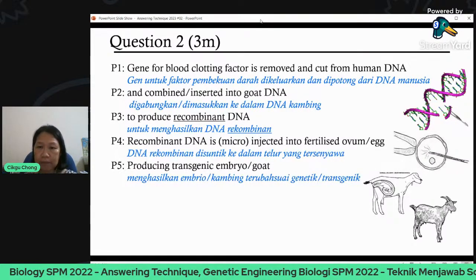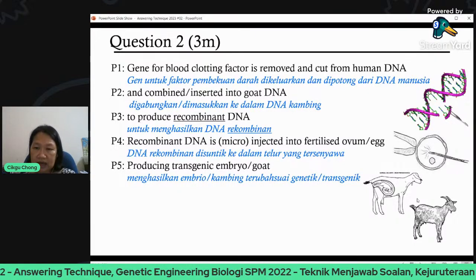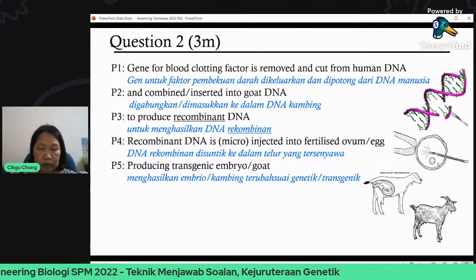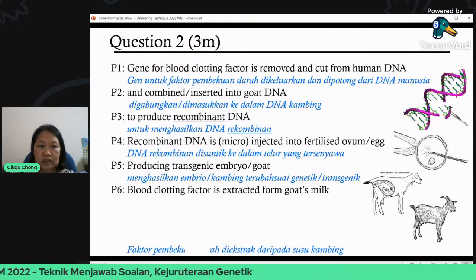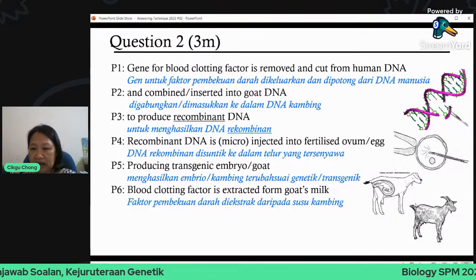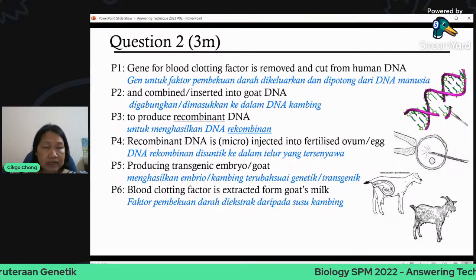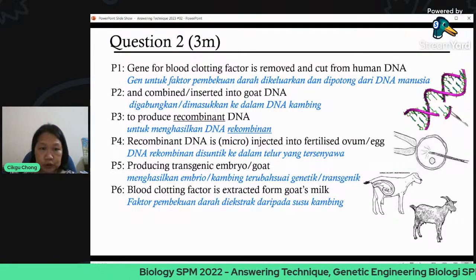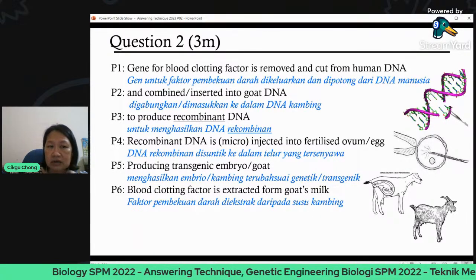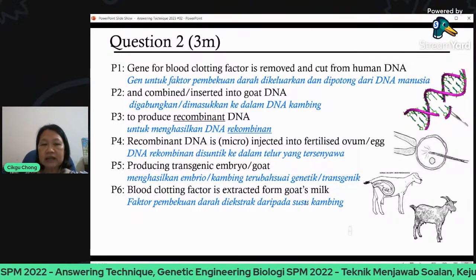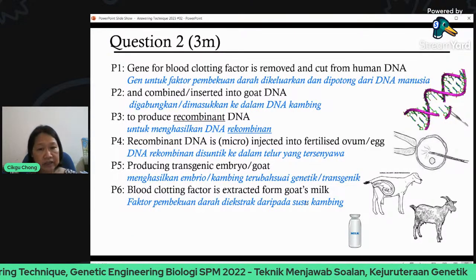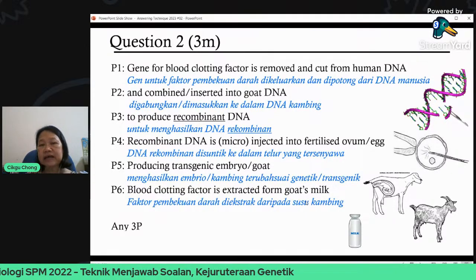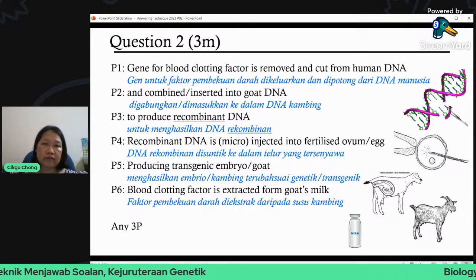Lepas itu nampak, lahirlah yang kambing ini. So this kambing is the goat that has been reproduced from the embryo just now. So now this goat has the ability to produce the blood clotting factor in the susu. So now you take the goat's milk, and then you extract the blood clotting factor, and now you will have your blood clotting factor that can be given to hemophiliacs.